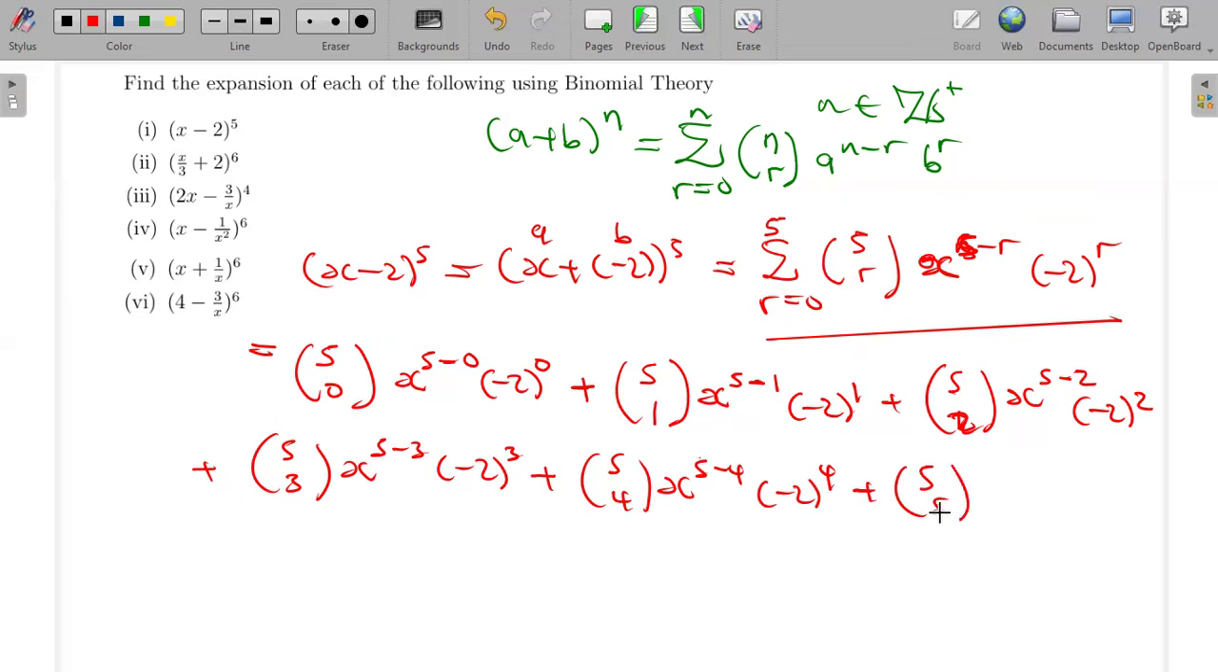Now, r is now 5, so this is our ending point. This should indicate that it's your ending point. So that is x, 5 minus 5, and then you have negative 2 to the power of 5. Okay, so now we are going to evaluate this.